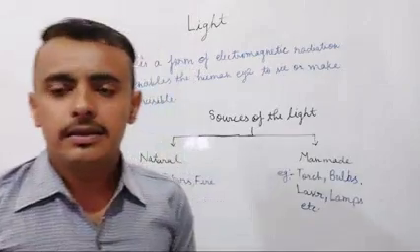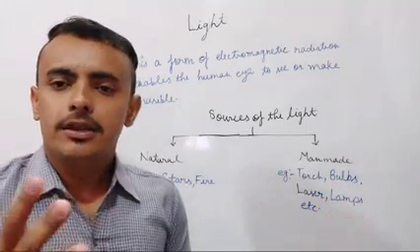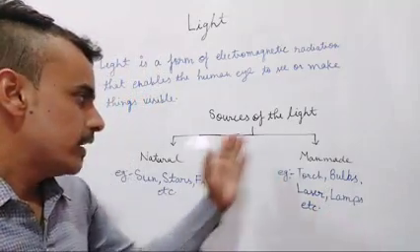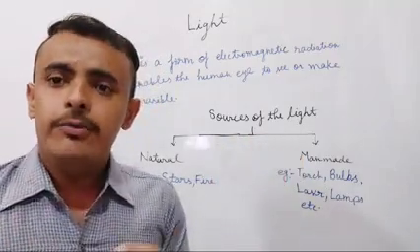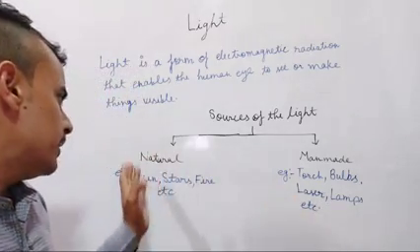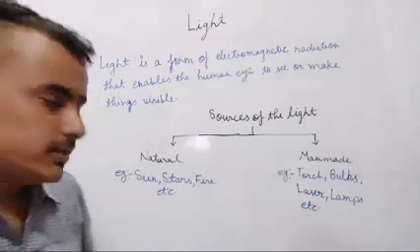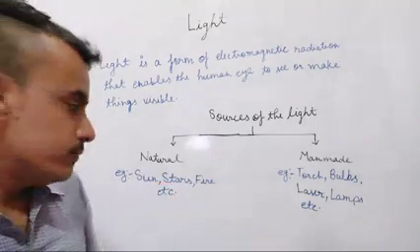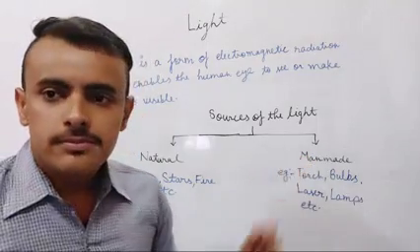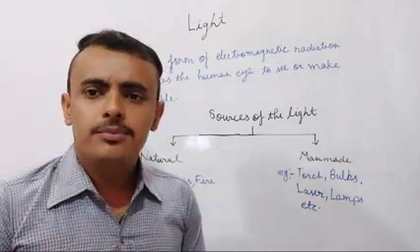Sources of light are mainly of two types. The first one is natural and the second one is man-made. Natural sources are gifted to us by nature, and man-made sources are invented by us or scientists. Examples of natural sources of light are the sun, stars, and fire, etc. And man-made sources are the torch, bulbs, lasers, lamps, etc.